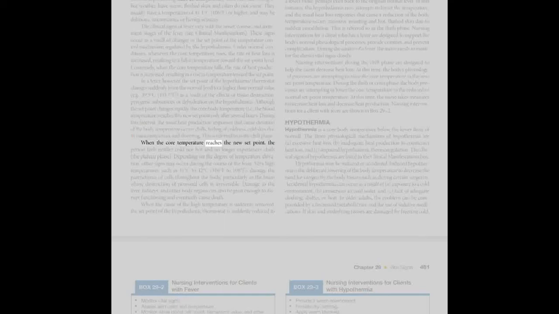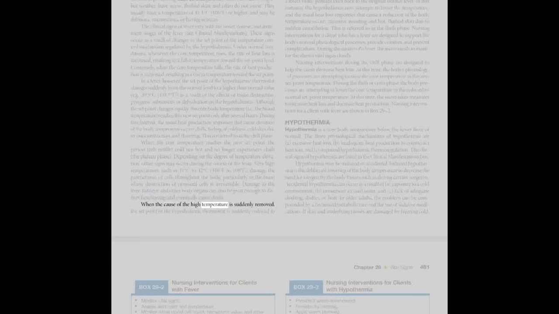When the core temperature reaches the new set point, the person feels neither cold nor hot, and no longer experiences chills: the plateau phase. Depending on the degree of temperature elevation, other signs may occur during the course of the fever. Very high temperatures, such as 41 to 42 degrees Celsius (106 to 108 degrees Fahrenheit), damage the parenchyma of cells throughout the body, particularly in the brain where destruction of neuronal cells is irreversible. Damage to the liver, kidneys, and other body organs can also be great enough to disrupt functioning and eventually cause death.